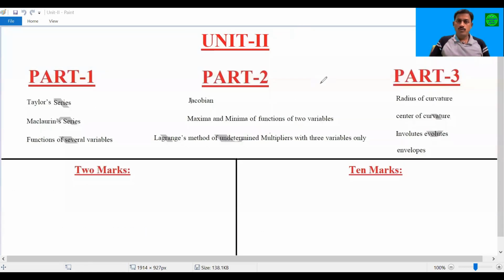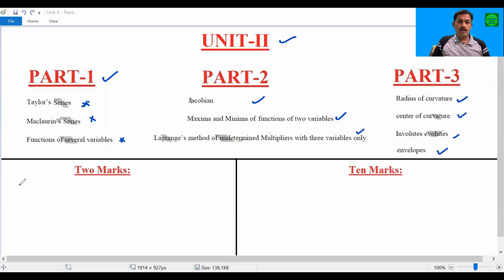Unit 2 is divided into 3 parts. Part 1 consists of Taylor series, Maclaurin series and functions of several variables. Part 2 is Jacobian, maximum minimum of 2 variables, maximum minimum of 3 variables, that is called Lagrange's method of multipliers. Part 3 consists of radius of curvature, center of curvature, involutes and evolutes.